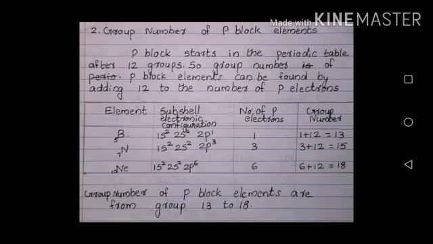Number of P electrons is 1, so the group number is number of electrons in P subshell plus 12, that is 13. In nitrogen, group number 15. In neon, number of P electrons is 6, so group number 18. Group number of P block elements are from group 13 to 18.